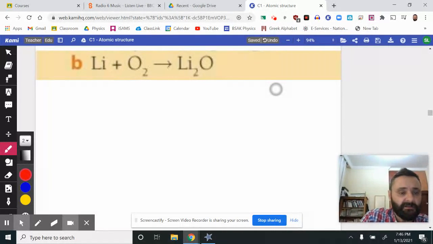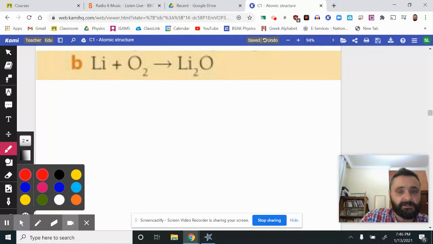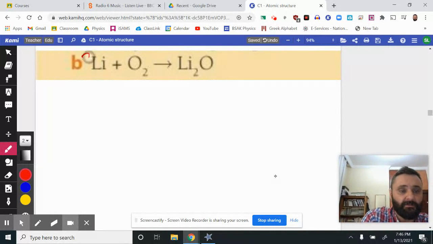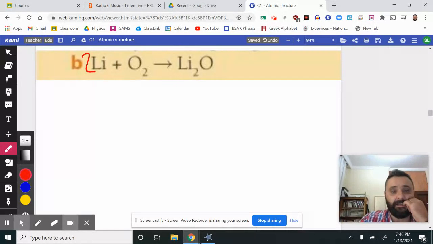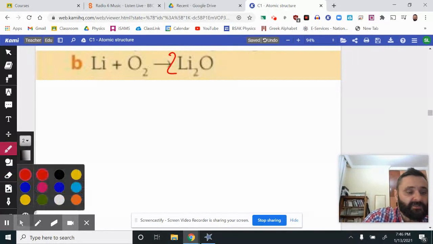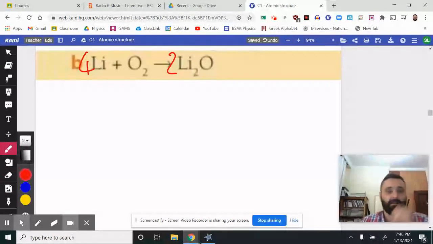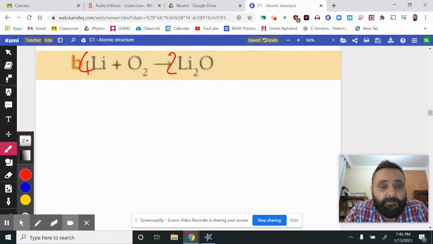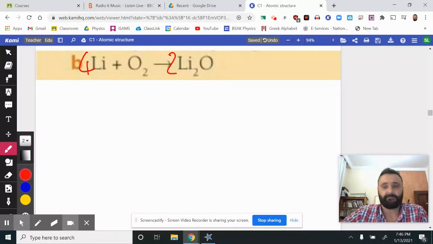Okay, lithium and oxygen gives lithium oxide. Right, what do we got? 2 lithiums on the right, 1 on the left, so we've got to double up on that. Okay, 2 oxygens on the left, 1 on the right, so we've got to double up on that. Okay, now lithiums, back to lithiums, 4 on the right, 2 on the left. So, if you have elements on their own, it makes it a lot easier. There you go. Right, balanced? Yes. Right, next one.